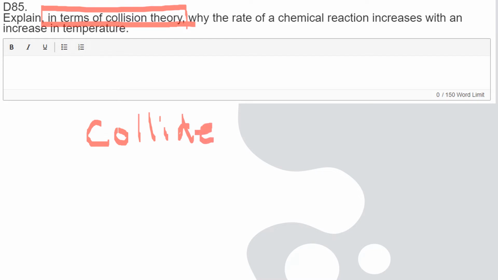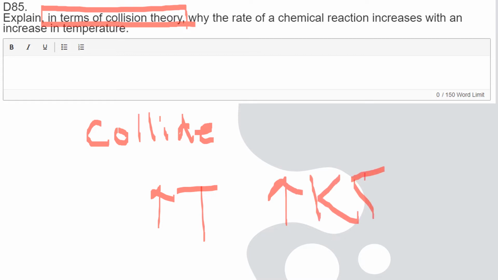So let's see. Explain in terms of collision theory why the rate of a chemical reaction increases with an increase in temperature. Well, when I increase temperature, that means an increase in kinetic energy, right? Because temperature is kinetic energy. We just talked about that. If I increase kinetic energy, then my particles are moving faster. If the particles are moving faster, when they hit each other, when they collide, they're going to hit with more energy.